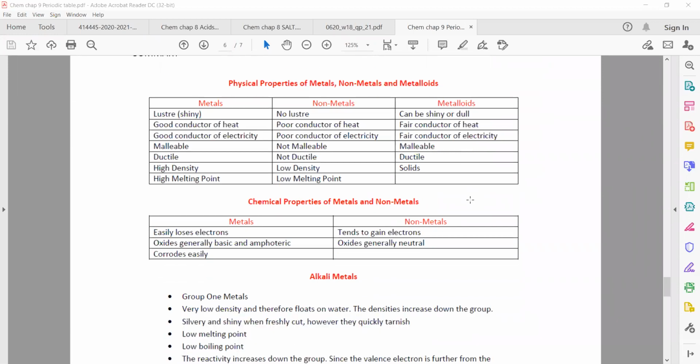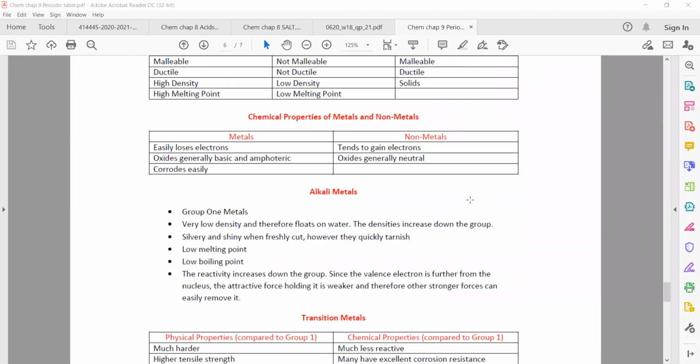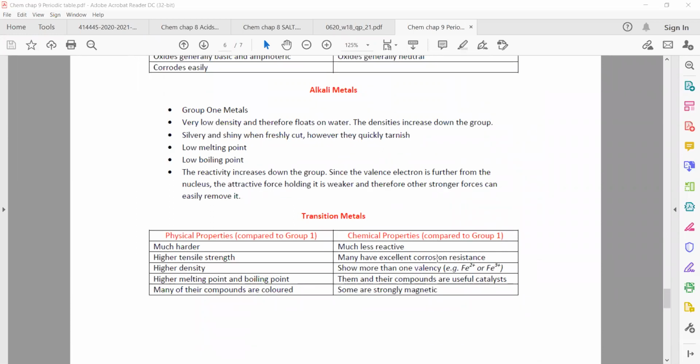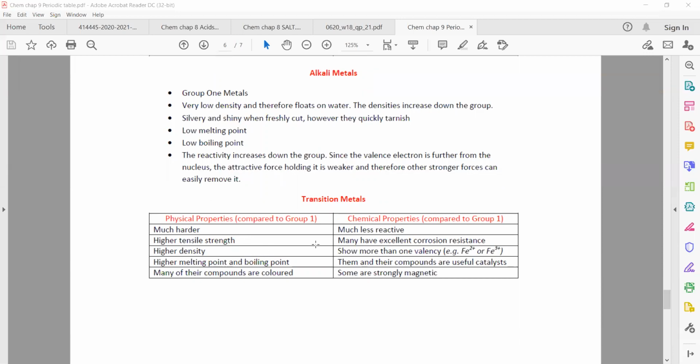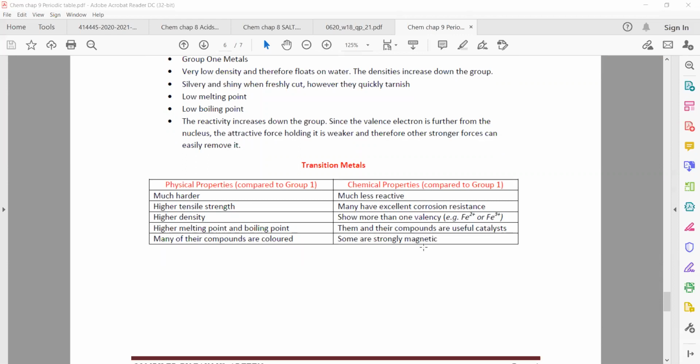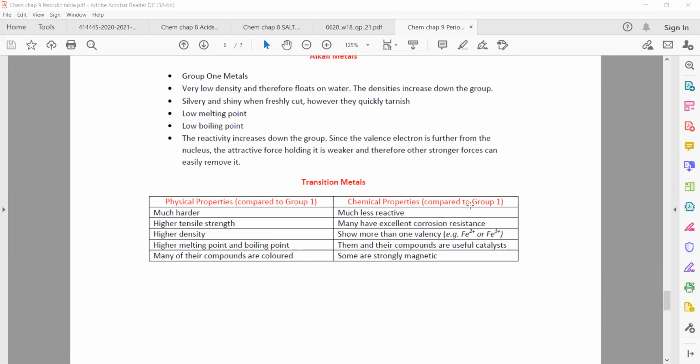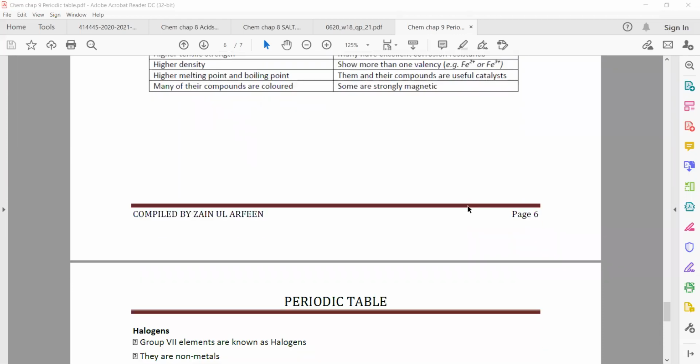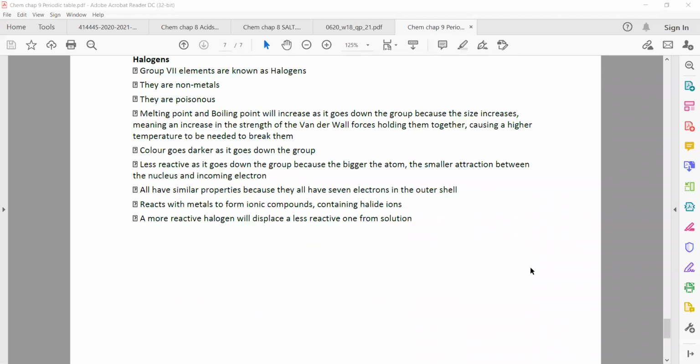And this is the comparison of metals and non-metals, and transition metals with group 1. Physically, transition metals are much harder compared to group 1. High tensile strength means greater force is needed to break them. They have high melting and boiling points. Chemically, they are less reactive and can resist corrosion. They show variable oxidation states and catalytic properties. Leave the magnetic part because you are not going through that.